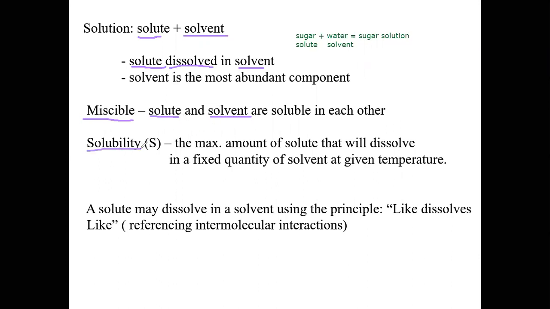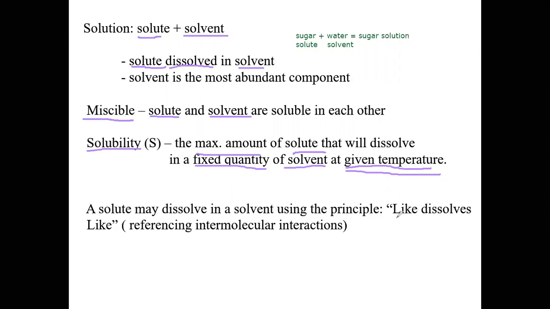Solubility tells us what's the maximum amount of solute that will dissolve in a fixed quantity of solvent at a given temperature. So solubility is related to or affected by the temperature and the amount of solvent. So again, the solubility tells you how much of that solute can be dissolved in a fixed given quantity of solvent at some particular temperature.